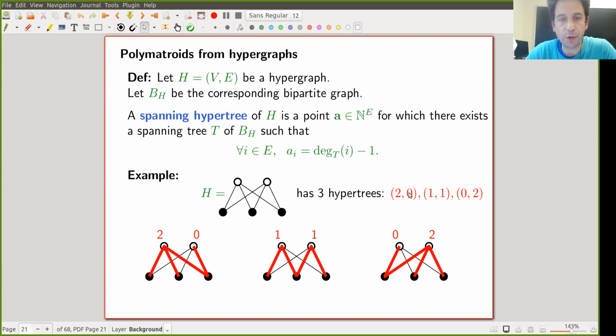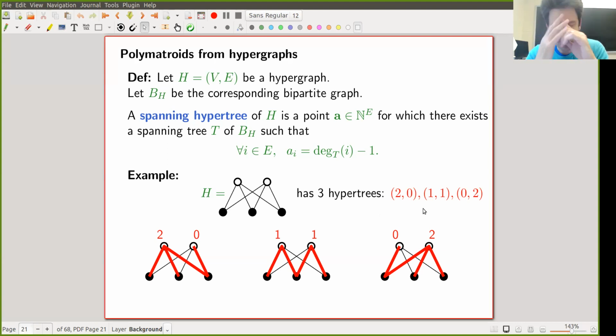So this 2, 0 corresponds to this situation. And there are other trees that will give me this same hypertree 2, 0. So in the hypertree, I'm only recording this information, 2, 0. 1, 1 could be obtained in this manner, and 0, 2 could be obtained in this manner. So these are definitely three of the hypertrees of H, and you can check that there are no others.